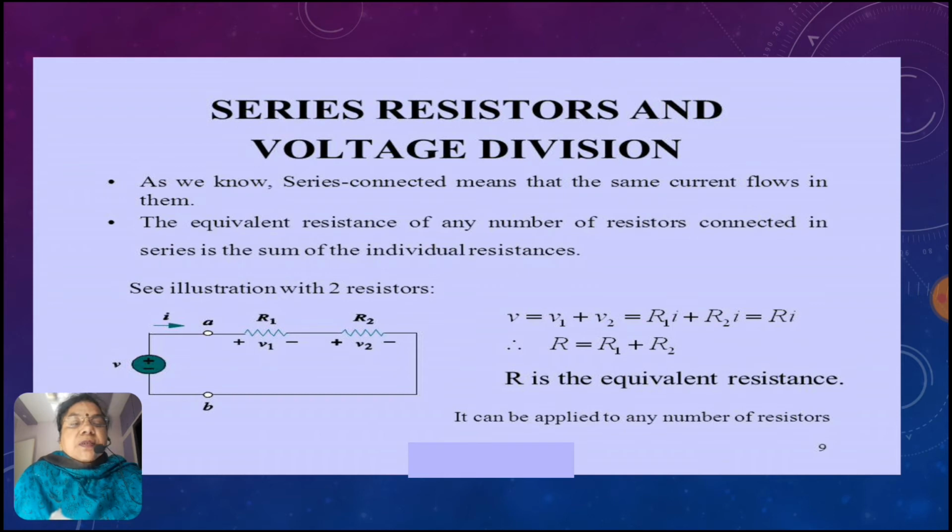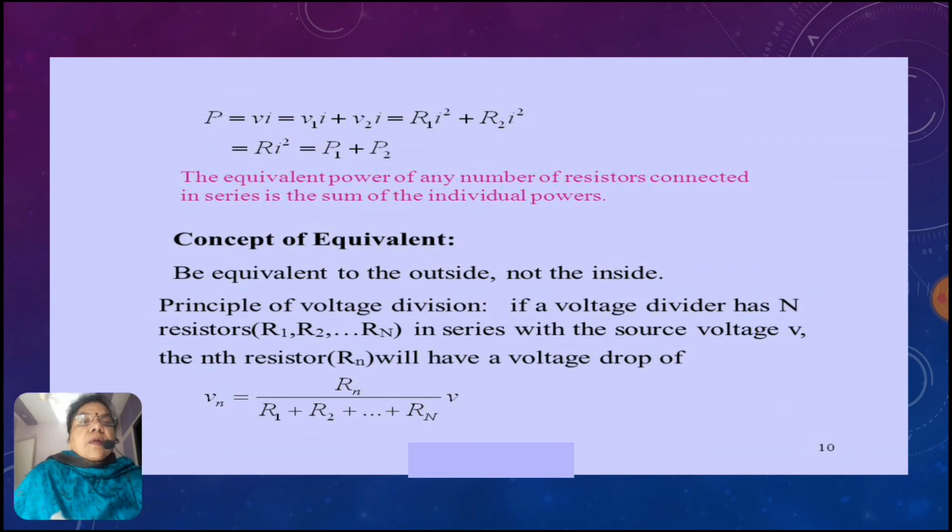Now it can be applied to any number of resistors. If we insert more resistors in series with R2, R3, R4, R5, the same law you can apply. Now what is the power? What are the voltage drops across this? Power is V into I. So V1 into I plus V2 into I is equal to R1 I square plus R2 I square, which is equal to P1 plus P2. So the equivalent power of any number of resistors connected in series is the sum of the individual powers. Okay, you got it? Now we will see the concept of equivalent.